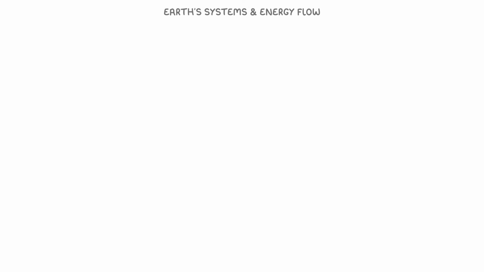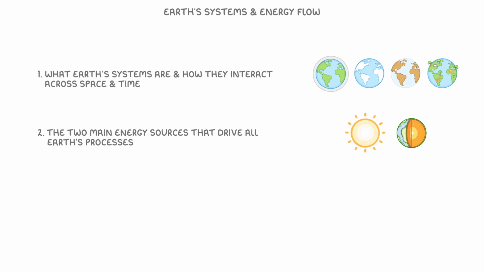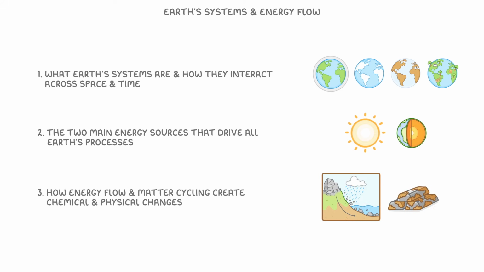In this video, we're learning about Earth systems and energy flow, so we'll cover what Earth systems are and how they interact across space and time, the two main energy sources that drive all of Earth's processes, and finally, how energy flow and matter cycling create chemical and physical changes.